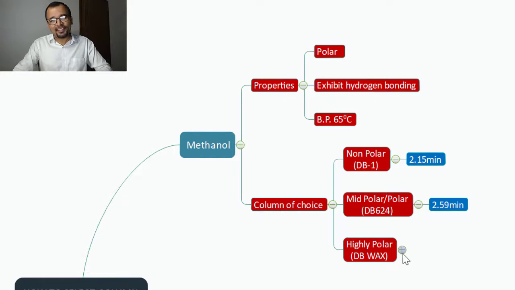And let us look at the retention time now. Does it reflect our thinking process? It does. The retention time of methanol on DB wax is 5.40 minutes. So please tell me in the comment box now which is going to be your preferred stationary phase in case methanol is the analyte that you want to analyze. Okay, so obviously you can think about the highly polar stationary phase like DB wax.